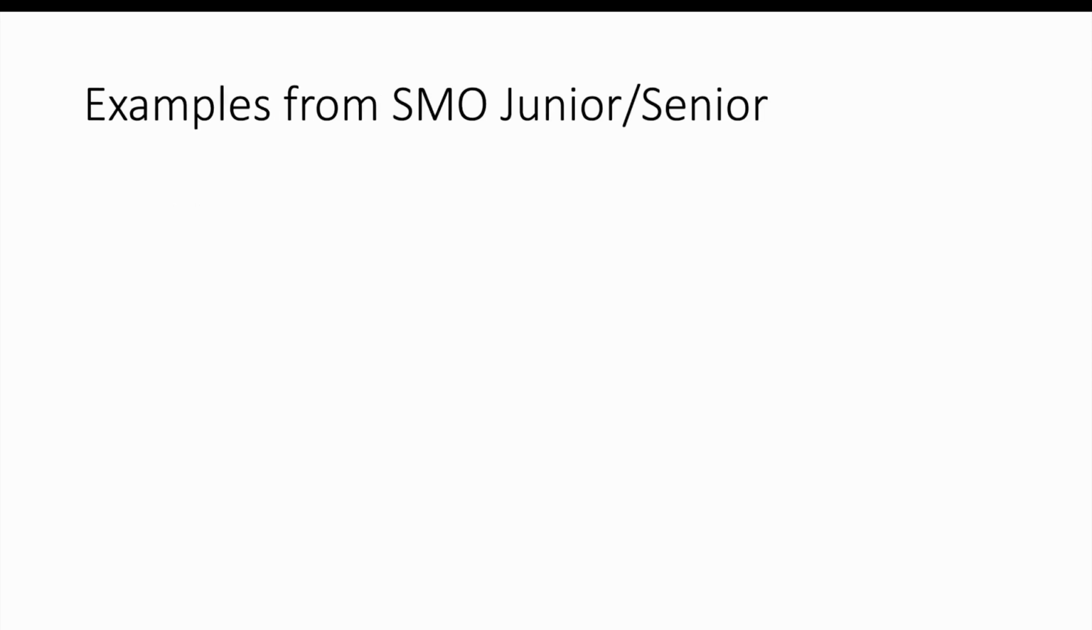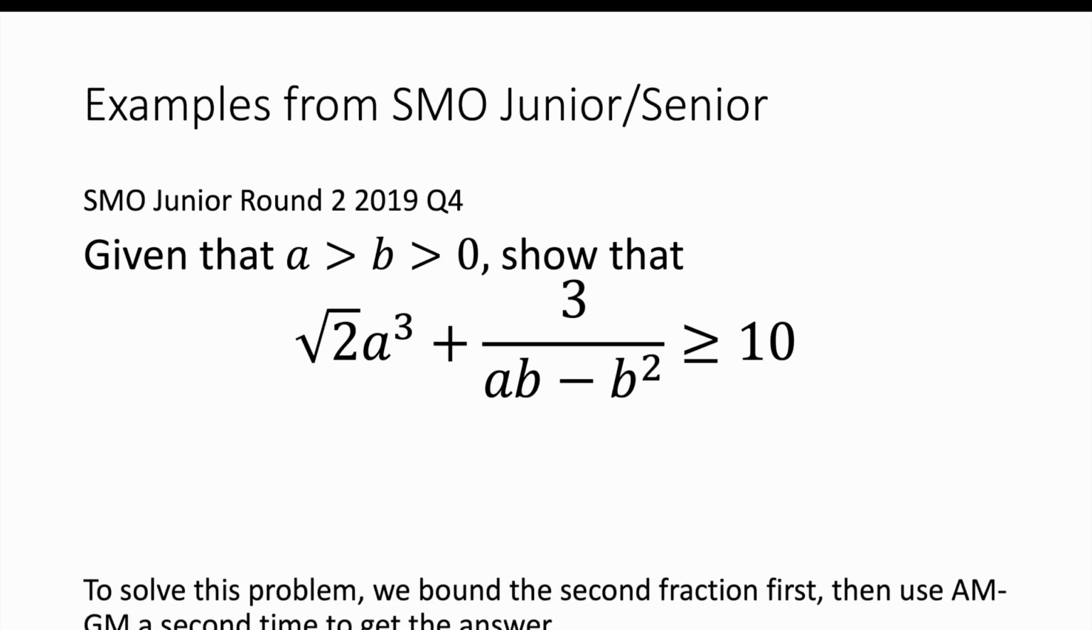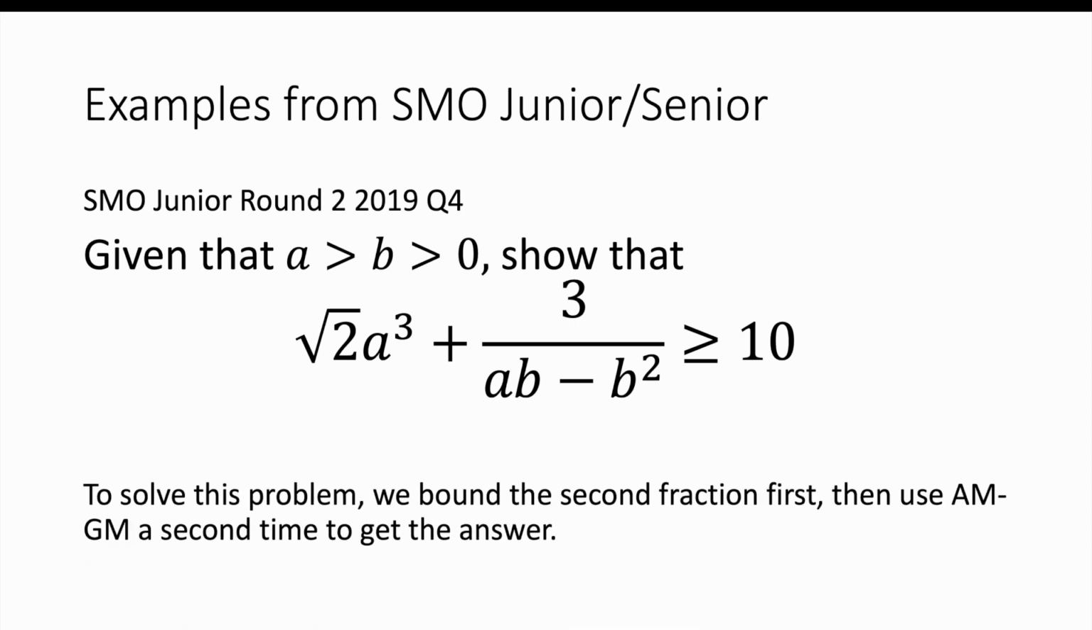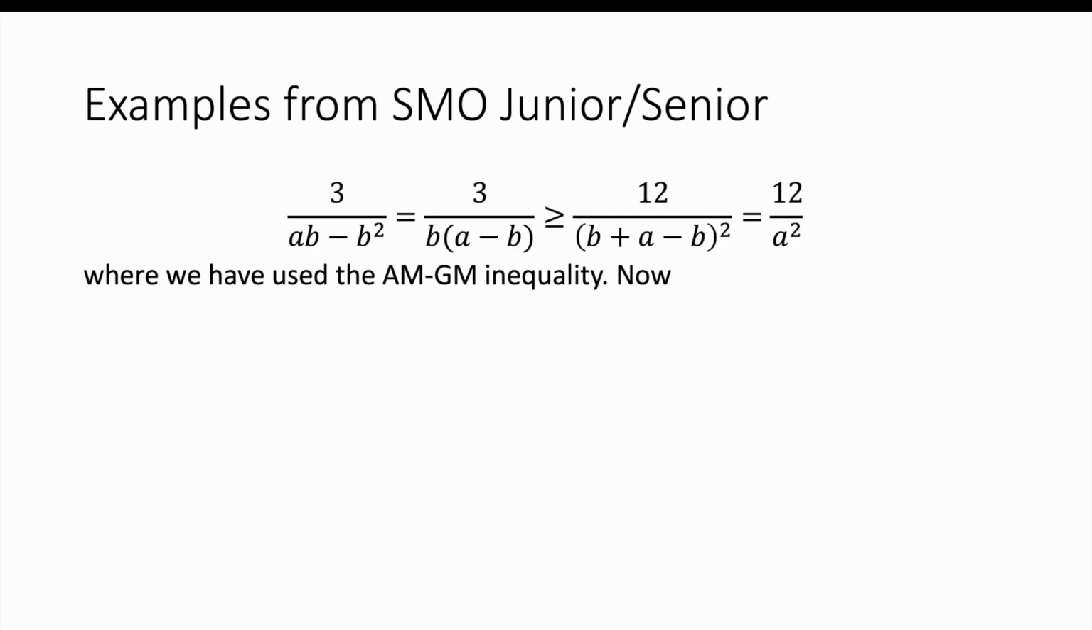So now we have an example from SMO Junior. Given that a greater than b greater than 0, show that the following expression is at least 10. So we will bound the second fraction, then we use AMGM to get the answer. So 3 over ab minus b squared, we factorize the denominator to obtain 3 over b times a minus b.